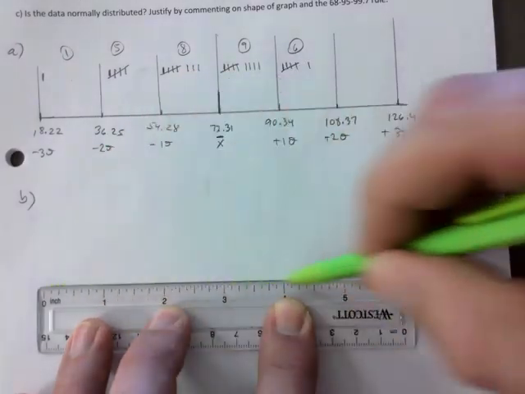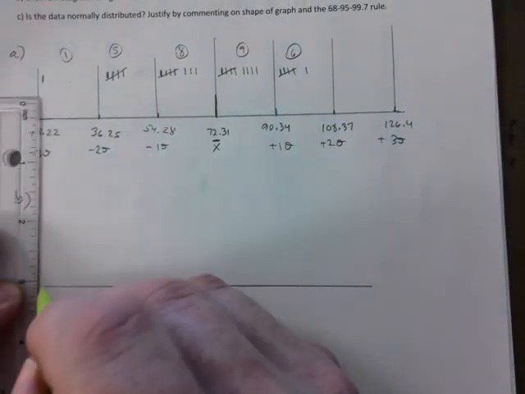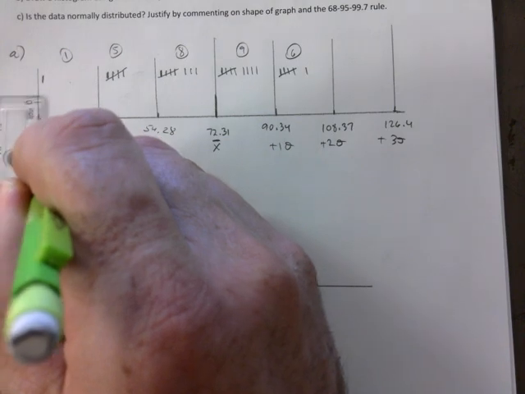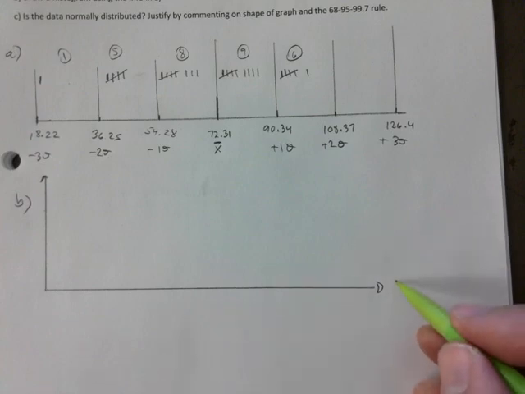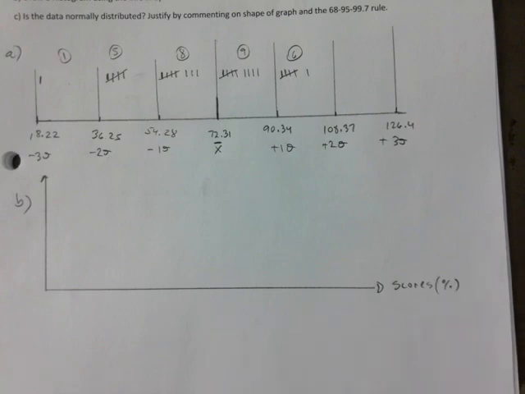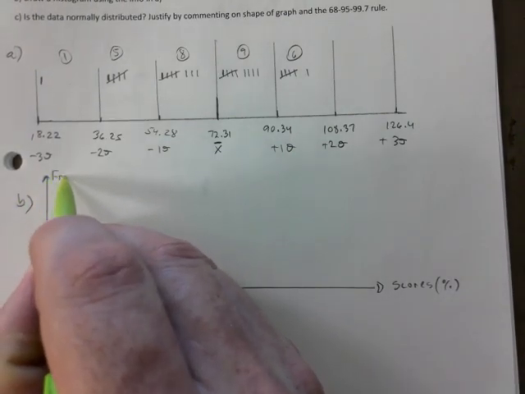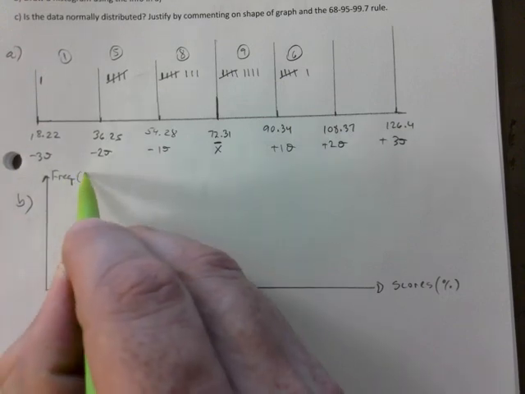So you just go ahead and it's your X and Y axis. What do these scores represent? What are the units, right? Scores as a percentage down the X-axis. This would be frequency. So it'd be number of students.